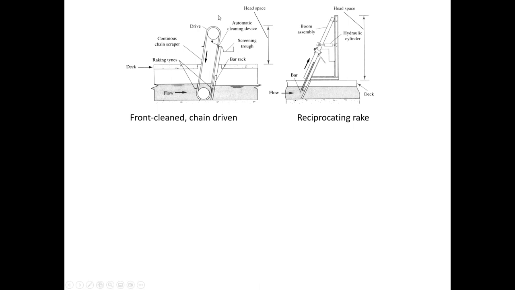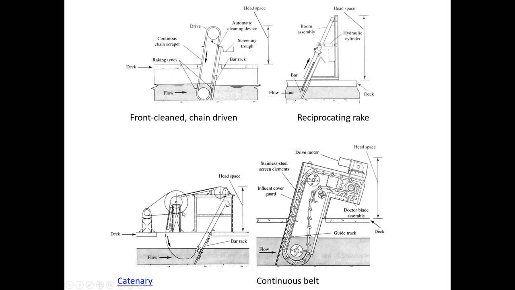So there's a series of different systems that either clean the front of the bar rack with a wiper that's occasionally coming through and scrapes the front of it on a continuous drive. Sometimes there are rakes that are kind of like a mechanical claw that goes down into the water and then scrapes upward, and that avoids the need for a continuous drive system if, like, there's a hydraulic actuator that just takes the rake down occasionally.